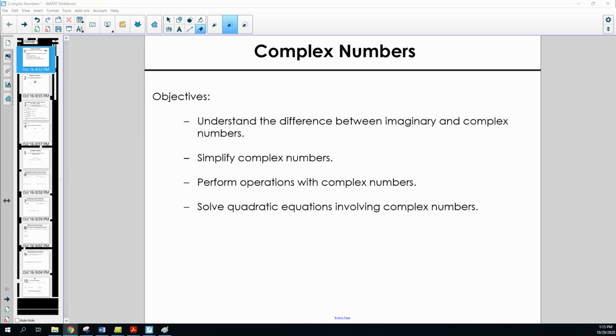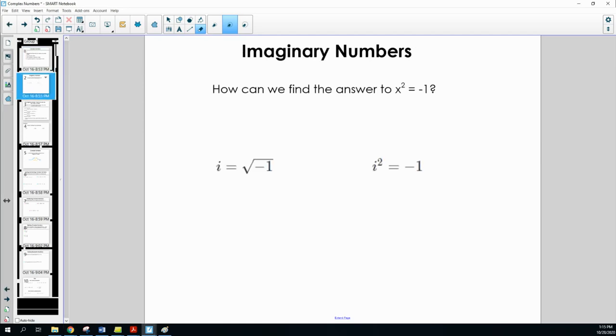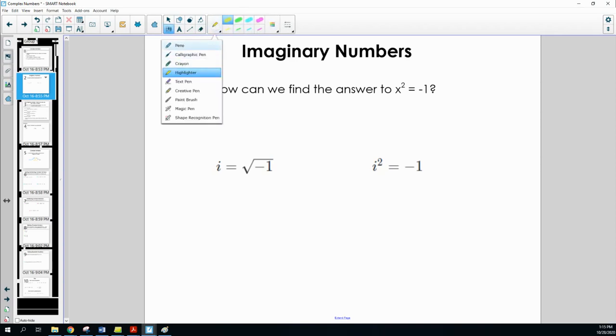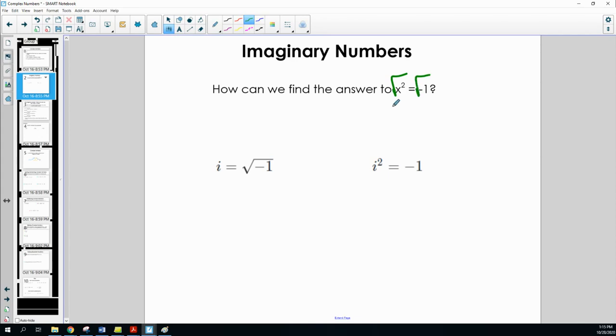So the first thing that we have to make sure that we understand is what an imaginary number is. So if we had an equation like x squared equals -1, and we wanted to solve for x, what we would need to do is we would need to take the square root of each side. But here is where we have an issue. So if I take the square root, x is equal to plus or minus the square root of -1. We can't take the square root of a negative number.